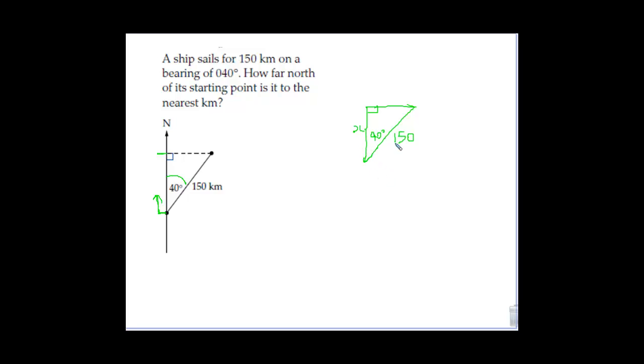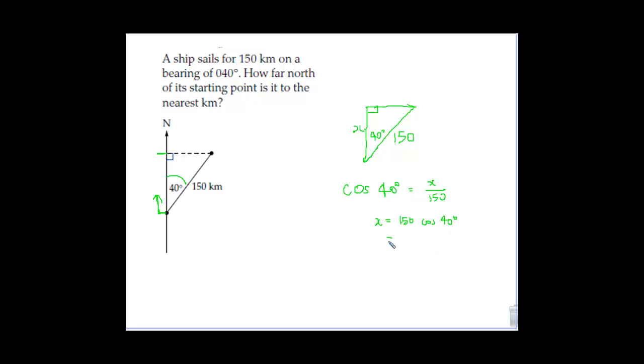Once we've got our diagram, we can decide on what ratio we've got. So we've got our adjacent and we've got our hypotenuse. So we're going to use the cosine ratio for this one. So cosine of 40 degrees is going to equal the adjacent on the hypotenuse, so x on 150. And then from that we're going to find x. So that's our next step.